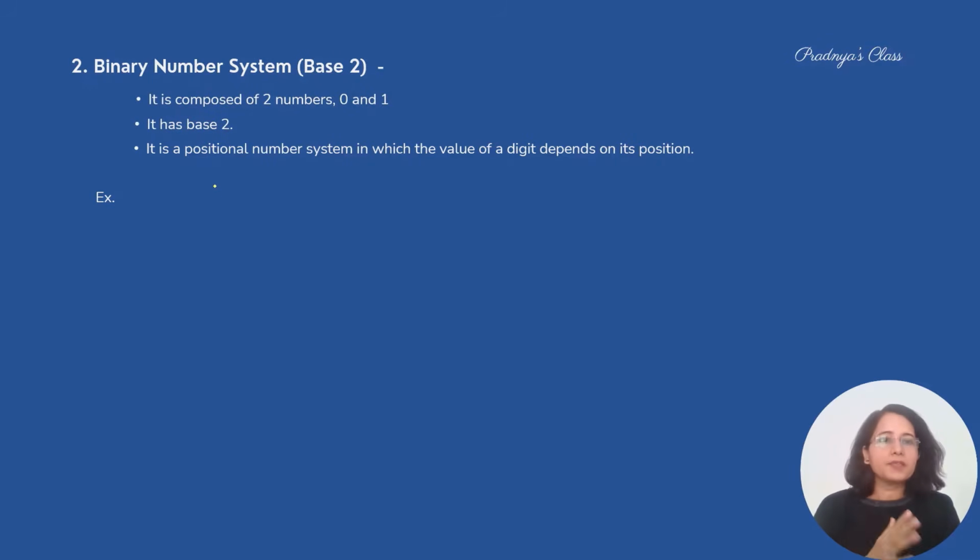The next number system is the binary number system, which is very useful in digital systems to design electric circuits, as it works on only two voltages, on or off.